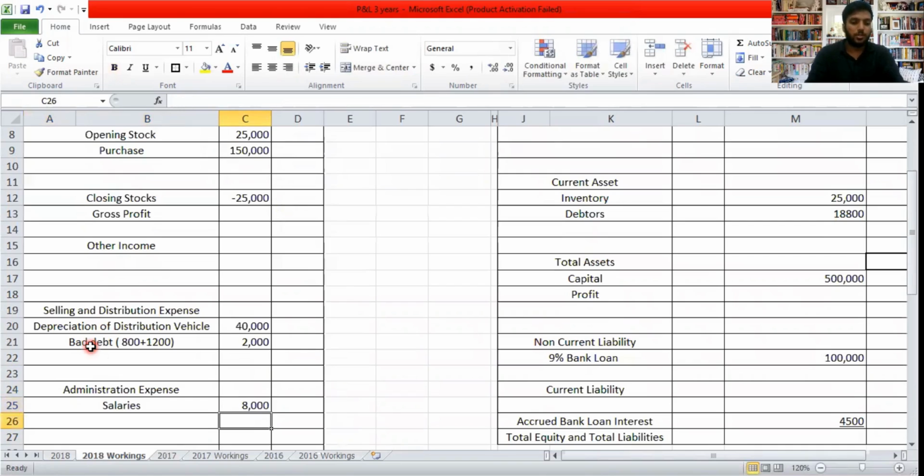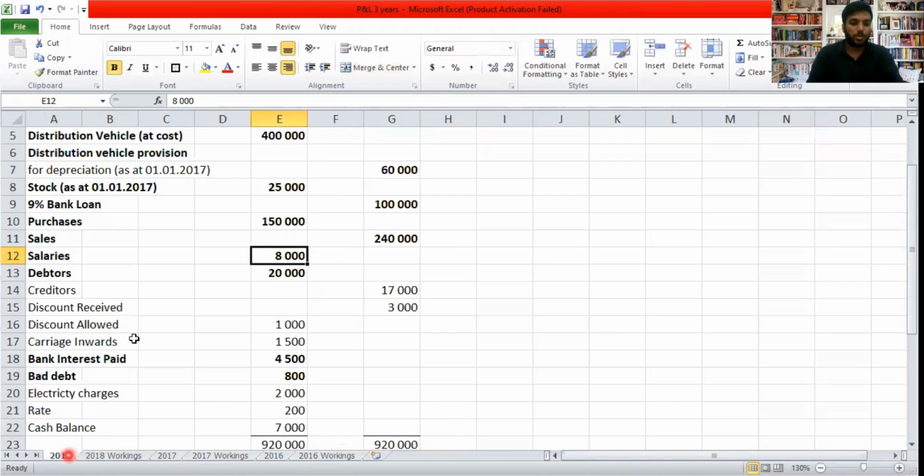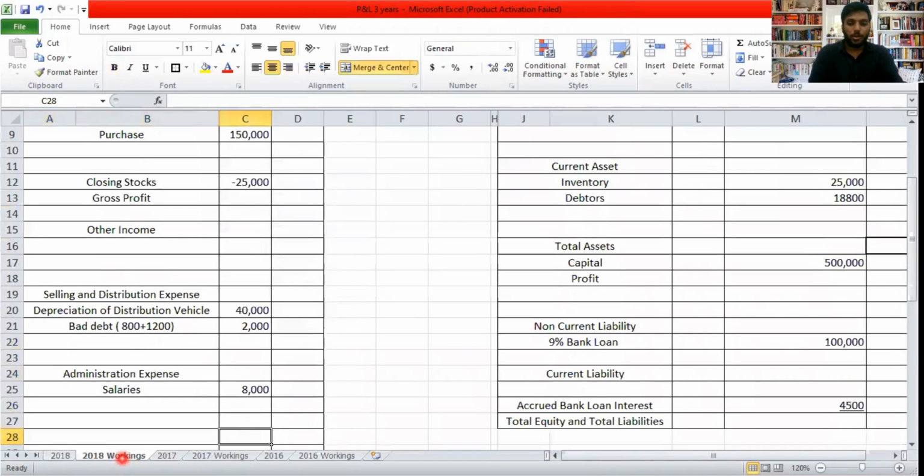Right. So I'm done with salaries. Then I move on to the 2018 sheet. Creditors 17,000. I'm going to take creditors under current liability, which I have left a small space. Creditors 17,000. Simple as that.